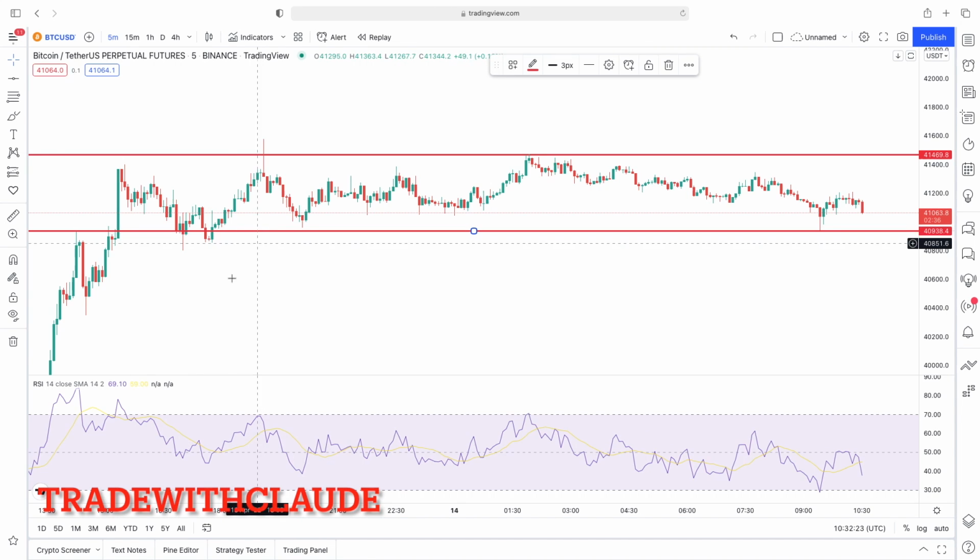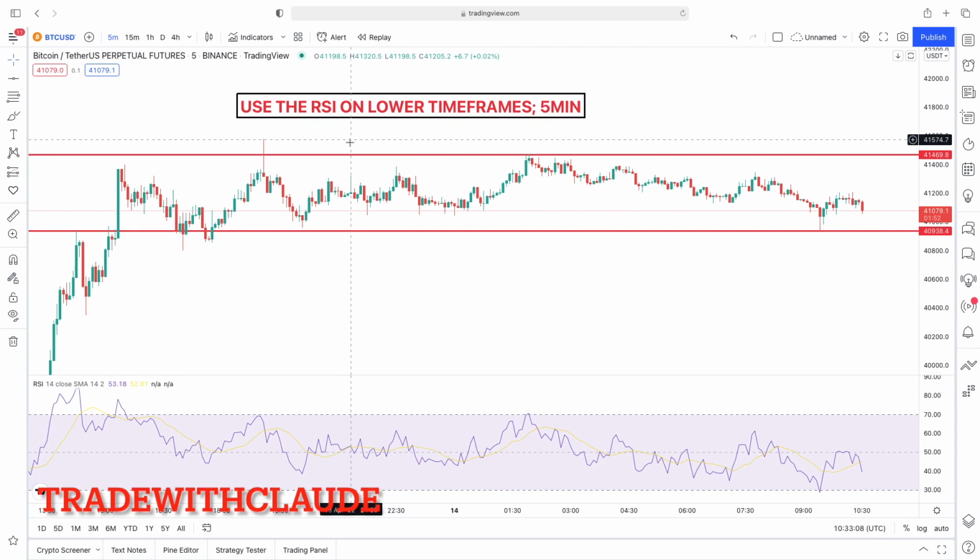So now we have to trade this using a lower time frame. So the first rule is: use the RSI on lower time frames, like the 5-minute time frame. So why do I advise you to use it on a lower time frame? When you are on the lower time frame, you can see what's happening in the market very fast.